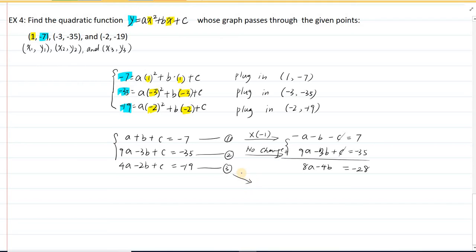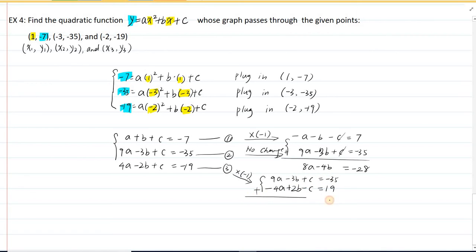Okay, equation 3, I can also multiply by -1 to get rid of c. So this is going to become -4a, plus 2b, minus c, equal to positive 19. Okay, we're using equation 2 again, no change. I'm just going to be a little bit lazy, so I'm just going to copy it right here. That will be 9a minus 3b plus c equal to -35.